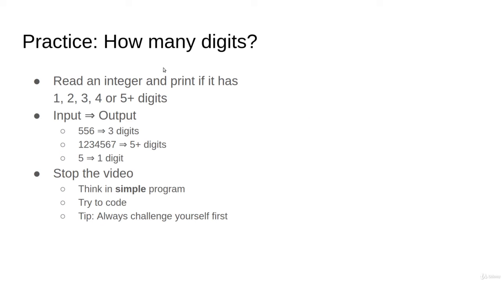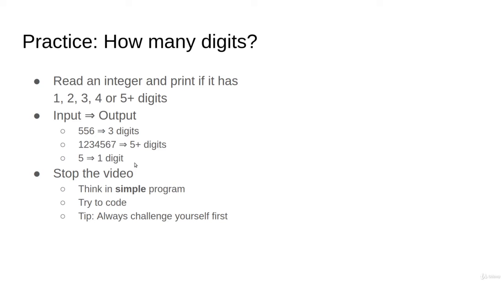Let's write a nice application using that. I would like you to think about a program that is going to read an integer and print as follows: if it has one digit, 2 digits, 3 digits, 4 digits, or 5 plus digits. For example, if we enter 556, this has 3 digits. If we enter this big number, it has 5 plus digits. If we enter this 5, it's just 1 digit. So we will only print one of these 5 values. And for simplicity, you can assume the number will always be positive.